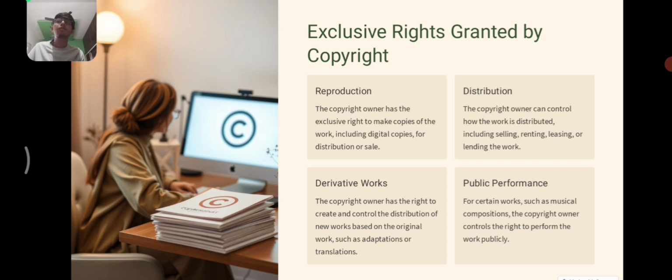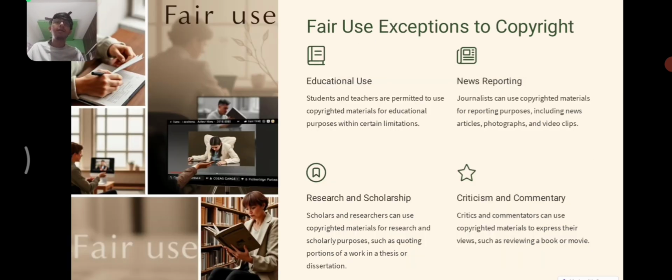Let us move on to the fair use exceptions to copyright. Fair use allows copyrighted material to be used in educational use, news reporting, research and scholarship, commentary, etc. Let us discuss some examples.